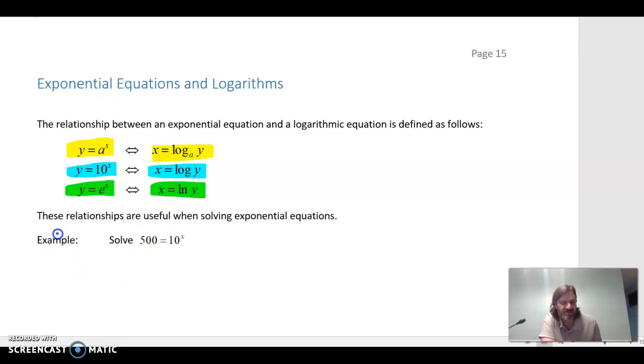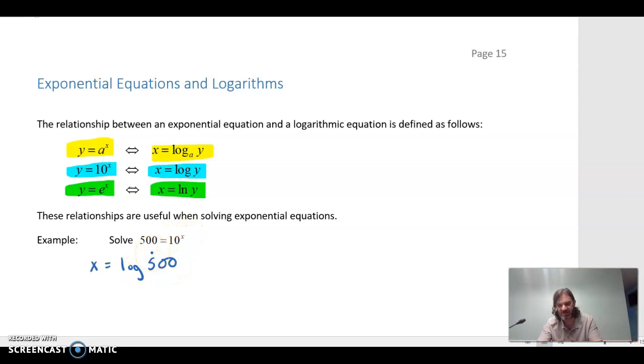It says here, these relationships are useful when solving exponential equations. So we're going to solve 500 equals 10 to the x. Now you can plug numbers in for x to try and guess what it is, but it's going to be hard to get it exact. So what we're going to do is use the logarithms up here, and we'll switch it around. x equals log base 10, which is understood, of 500. So the solution for x would be log of 500.